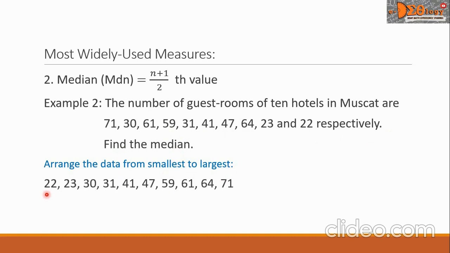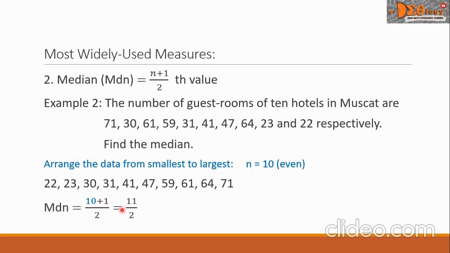So we have 22 as the first term, followed by 23, next 30, then 31, followed by 41, next is 47, and then 59, then 61, followed by 64, and the last is 71. Take note that our n equals 10, and this is an even number. Using our formula now, we will write median equals 10 plus 1 over 2.